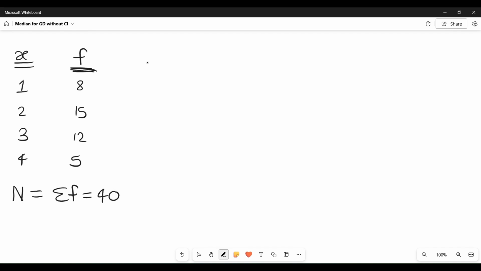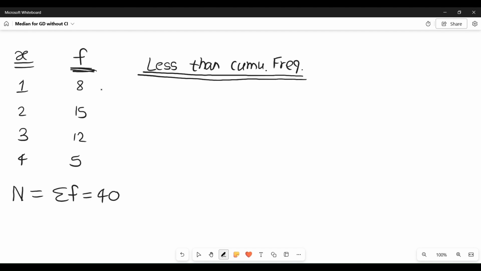Our next step is to calculate less than cumulative frequency. So I will write here less than cumulative frequency. We will be calculating this less than cumulative frequency in a new column, and these values we will be using for further calculations also. So for less than cumulative frequency, we start with 8. We start with the first frequency from the frequency table.